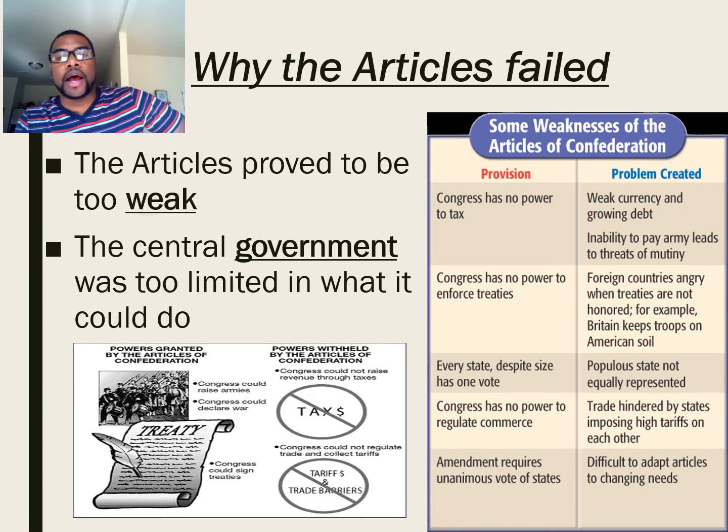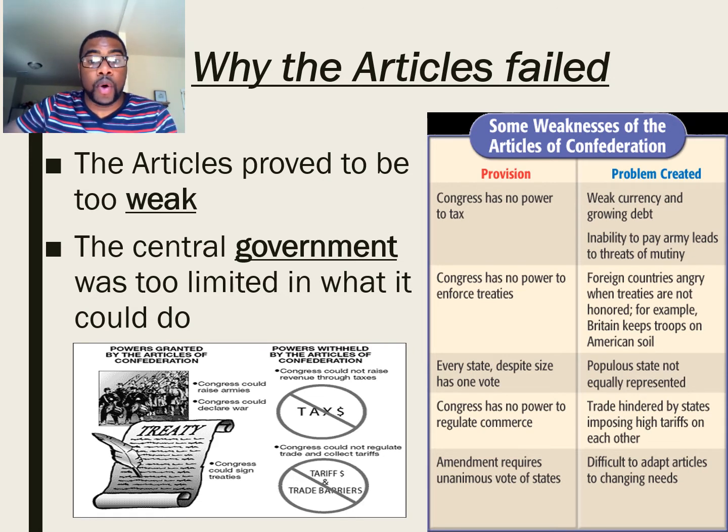Congress has no power to enforce treaties. So as a result, foreign countries are angry when treaties are not honored. For example, Britain keeps troops on American soil. Every state, despite size, has one vote. So populous states, or states that have more people, were not equally represented.